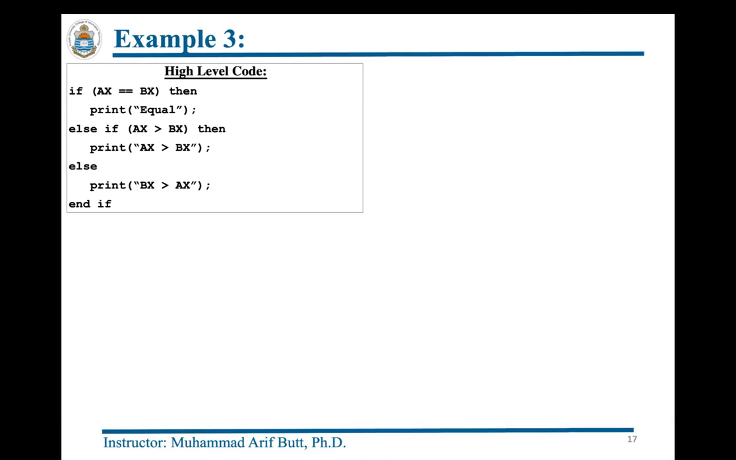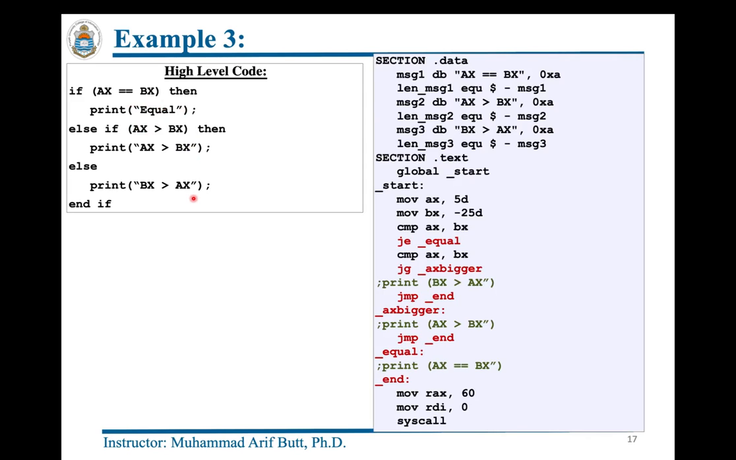Okay, so let's now consider this high-level code containing an if-else ladder having two conditions and three print statements. And this is one of the ways to implement this high-level code in assembly language. The data section defines three messages to be displayed because we have three messages over here.